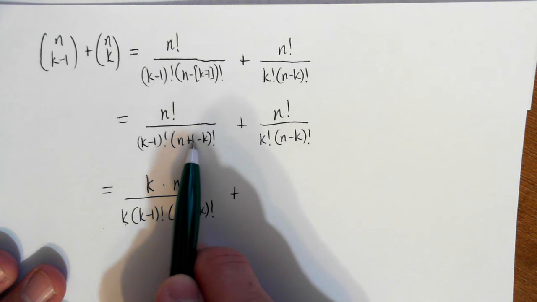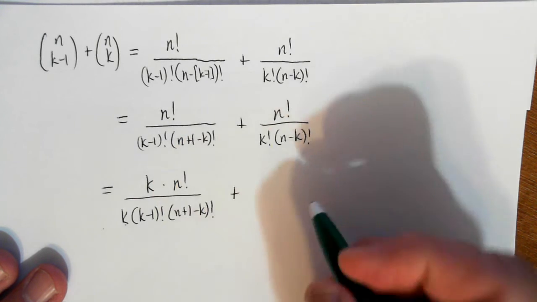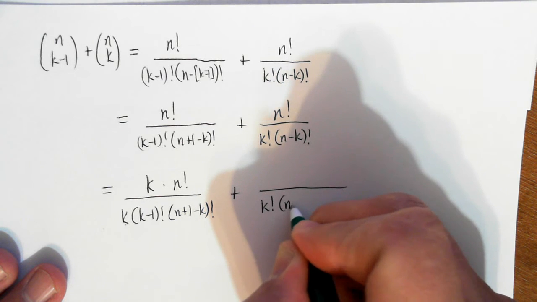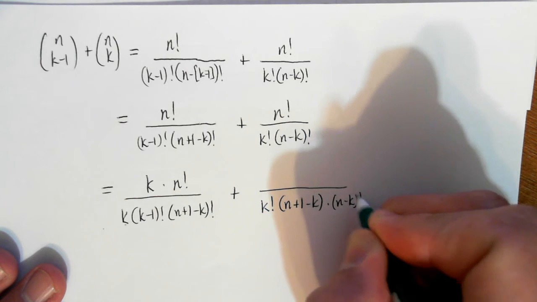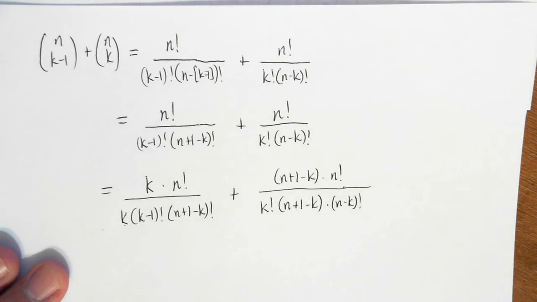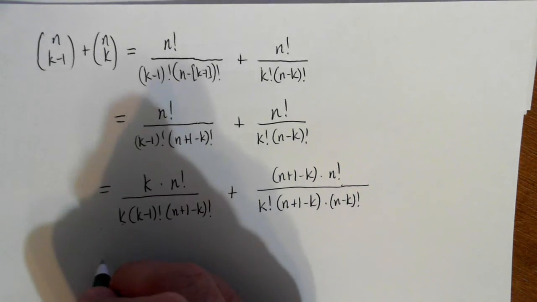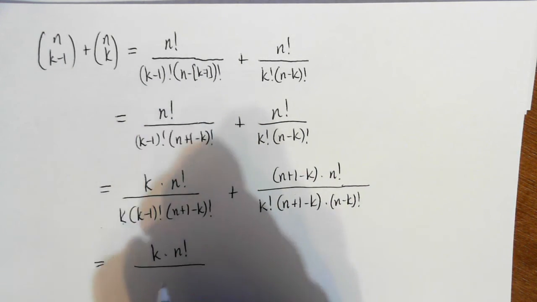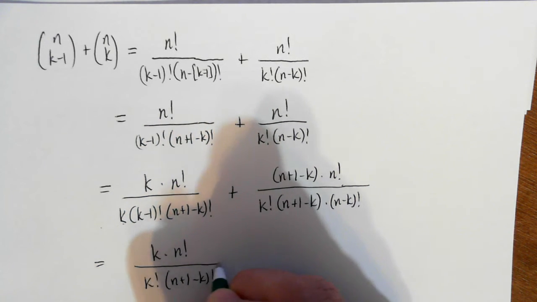Over here, clearly n plus 1 minus k is bigger than n minus k. I have one extra term. And so I will make the bottom here, I will add an extra n plus 1 minus k on the bottom. And to do that, I need an n plus 1 minus k on the top to compensate. And so I have k times n factorial. On the bottom, I have k factorial times n plus 1 minus k factorial.